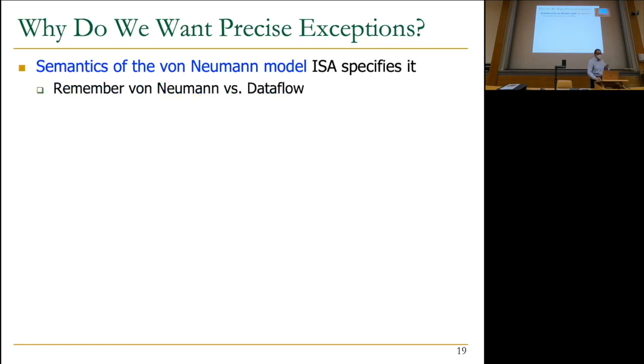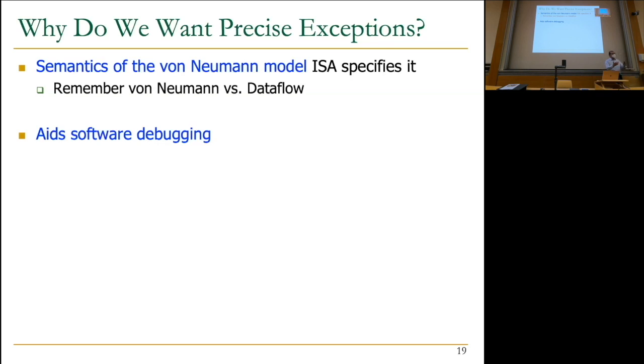Well, remember the data flow. Data flow actually doesn't specify it. That's another law, another contract, basically. The main reason is it aids software debugging. That's the main benefit of von Neumann architecture also. As I said, if you don't have this notion of precise state, it becomes very difficult to figure out what happened in the program.